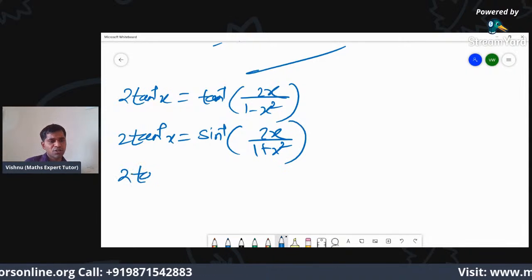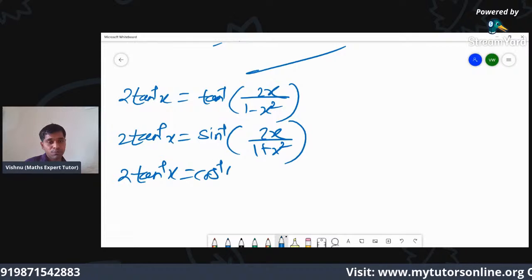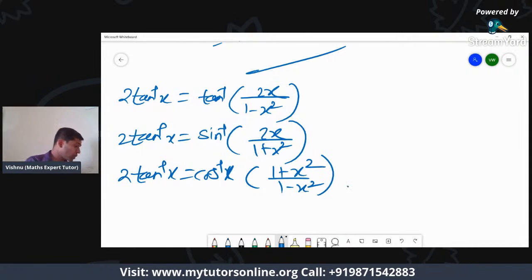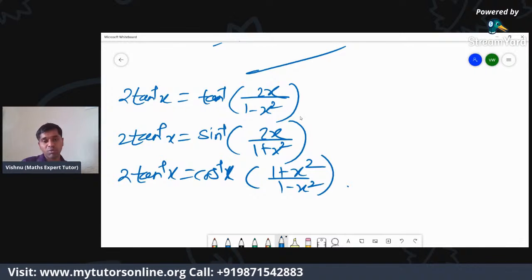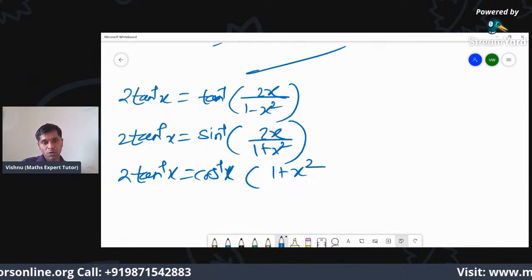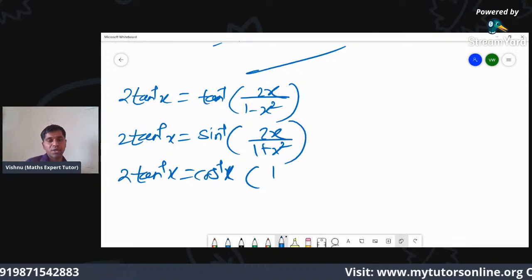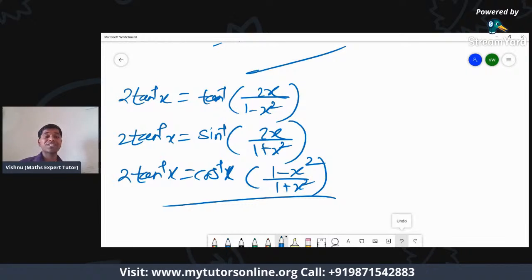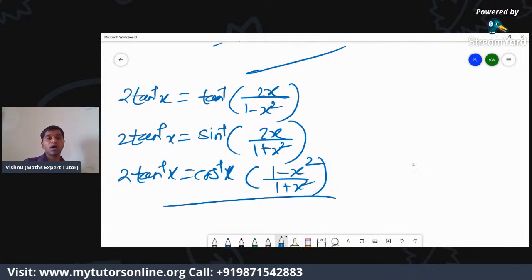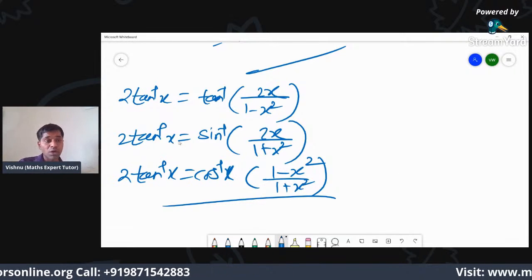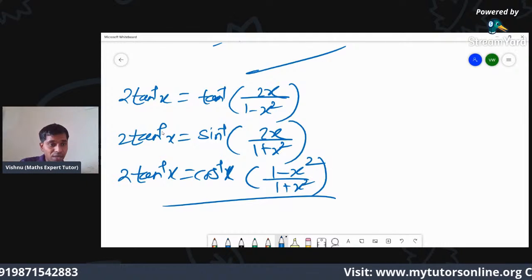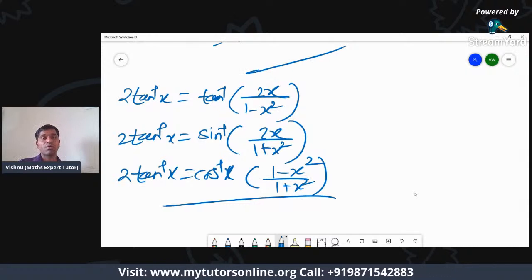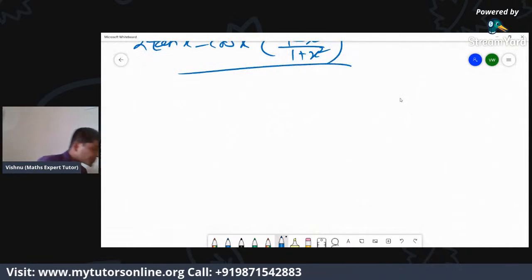Not much difference. The formulas are in terms of cos. So for the cos it is (1 minus x square) upon (1 plus x square). So the denominator is the same everywhere. All these formulas are also important, which also means that you should be able to convert 2 tan inverse into sine inverse, 2 tan inverse into cos inverse also. We are going to see a couple of examples.